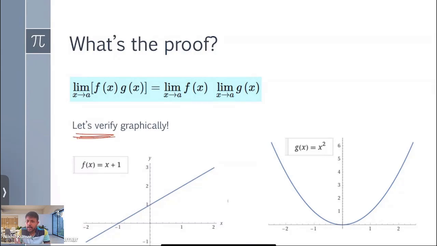If you remember in the last class, we saw how to find limits of functions when their graphs were given. We'll use graphs to verify these properties. So I've chosen the multiplication property here.